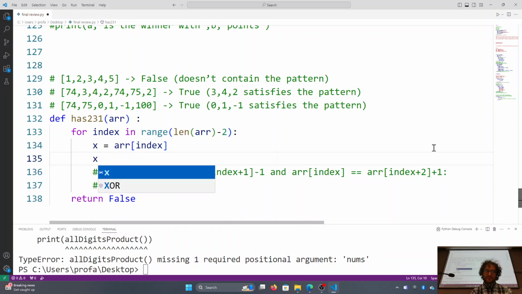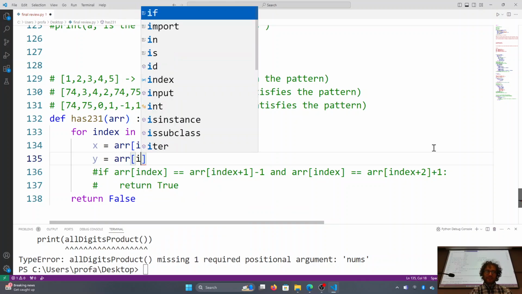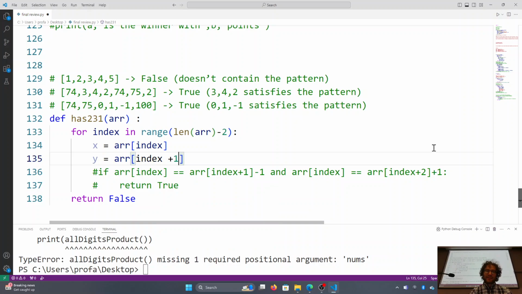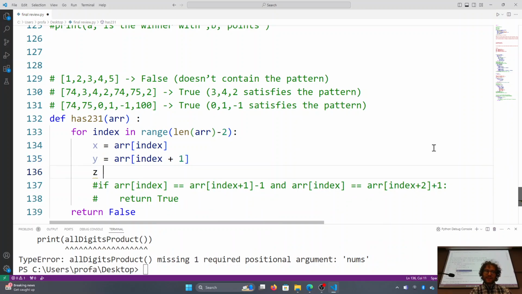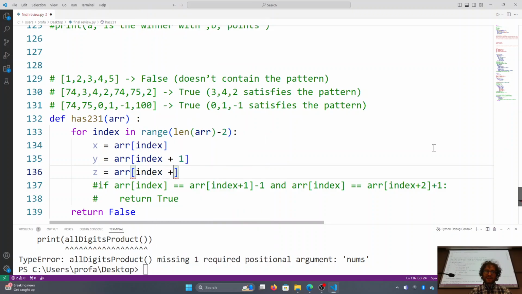Let's go ahead and say x. What should we call this one anyway? Since it's the next item, right? Well, we could call it y. Why not? Y is equal to r index plus 1. Yeah, it actually works in this case to use x, y, and z. And z is equal to r index plus 2.